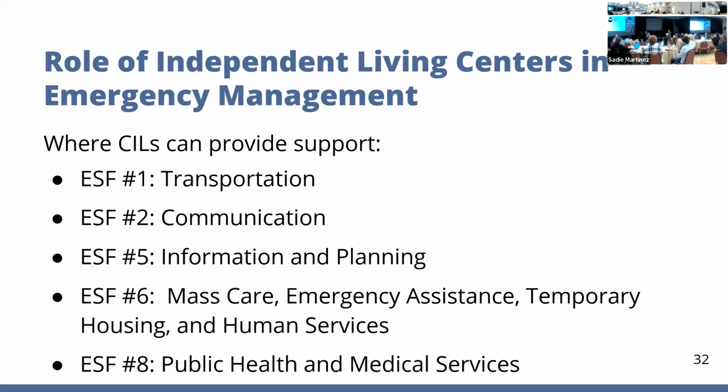And that's just something to think about if you're a center for independent living, how you can get your center to be able to do that. And if you're in emergency management, thinking about how you can collaborate with and utilize the centers for independent living.